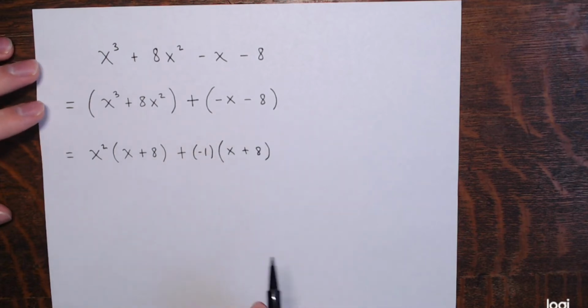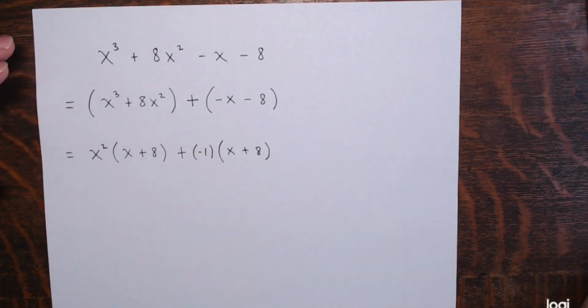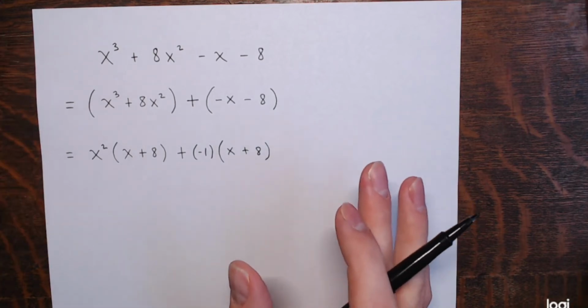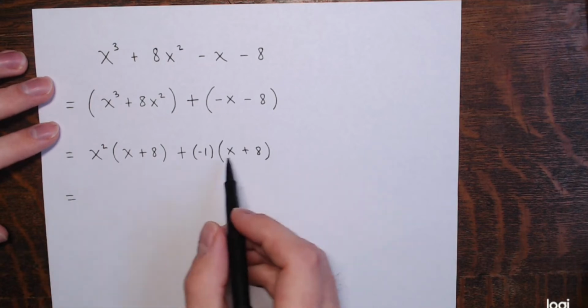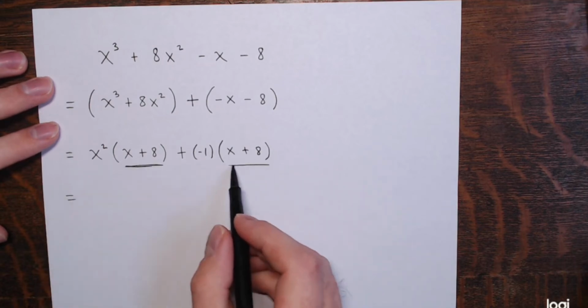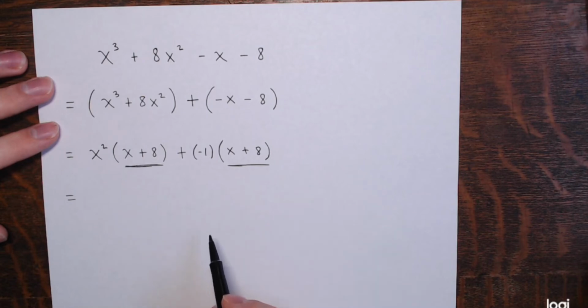Alright, now that I have factored each group separately, now I will factor the whole thing. So if you look at both terms, both products here, they both have this common factor of x plus 8. That's the greatest common factor of the whole thing now. So that comes out.